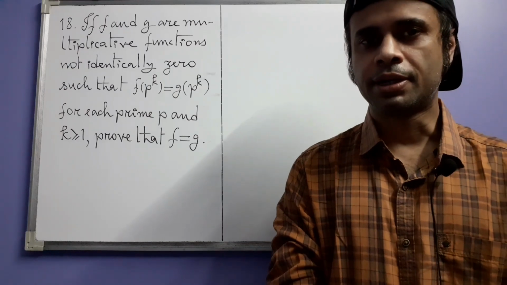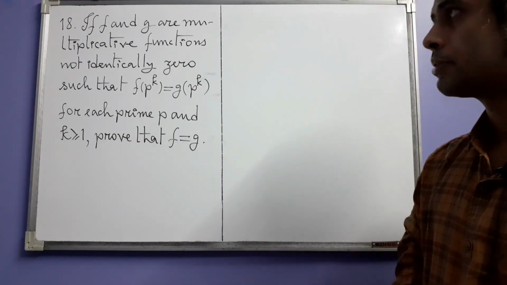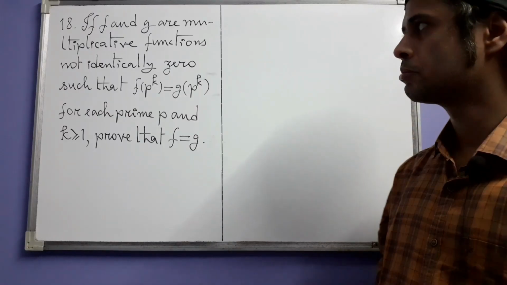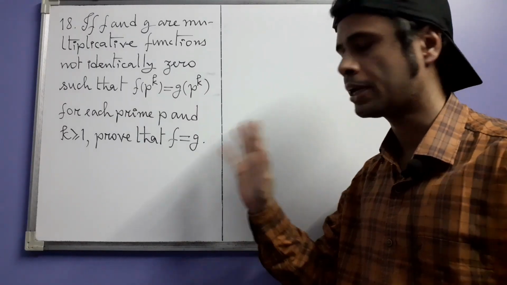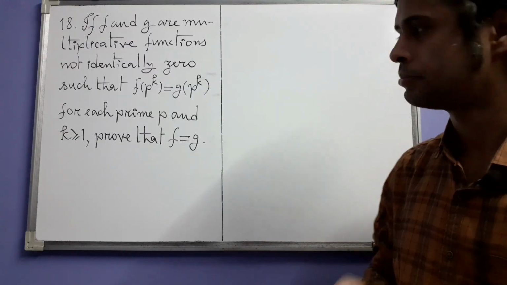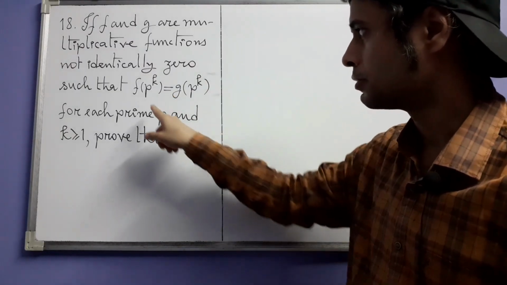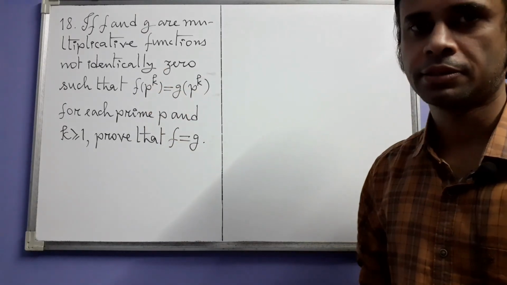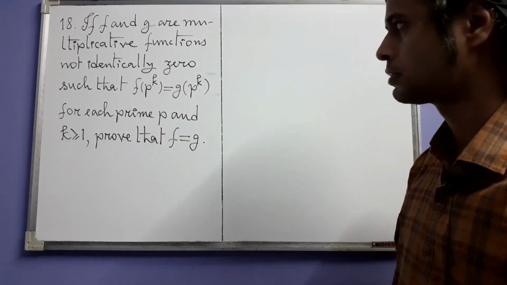Next we have number 18. In this one there are two multiplicative functions f and g, both of which are not identically 0. That means all of their values are not 0. And also they agree at the prime powers of prime numbers.